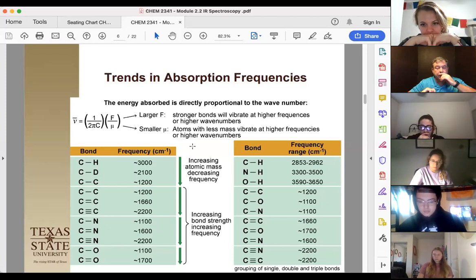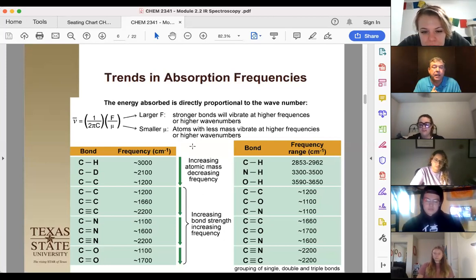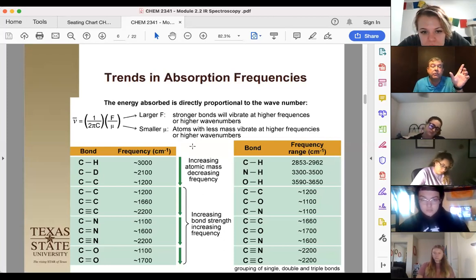Let me explain something too. When we talk about frequency, we actually use a weird term called wave numbers, and that is reciprocal centimeters. In most IR spectrometers, we start at 4,000 reciprocal centimeters, or centimeters to the -1 power, and we go down to about 400. So that range from 4,000 to 400 is where we find most of our absorptions happening in these bonds.